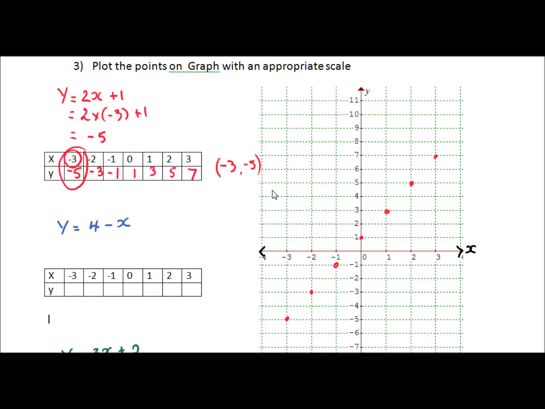So now I take my ruler and I connect the points. I place an arrow on each end to indicate that it goes on forever. All I am doing is plotting some of the points that appear on this line.